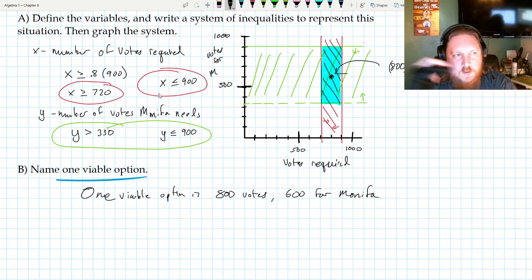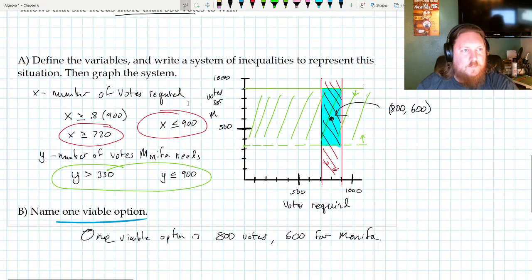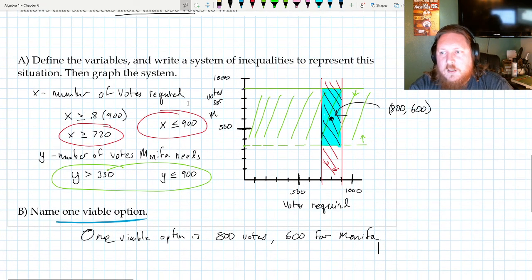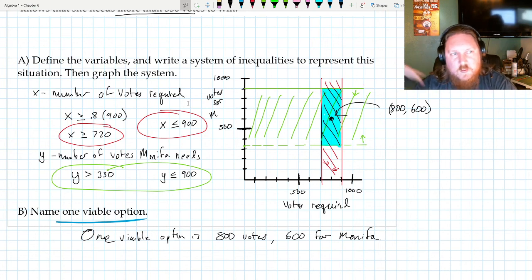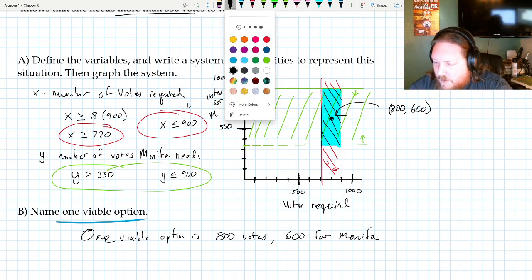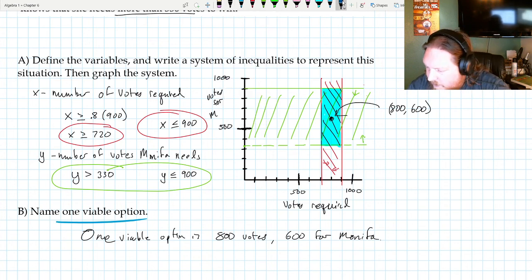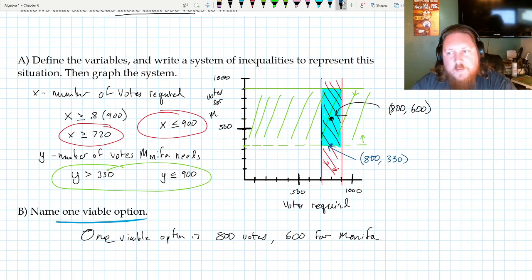Now any point in there works. It could have been 801 and 597. That could have worked just as well. The thing you have to watch out for is points directly on that dashed line. Now I'll draw it in dark blue here. So that point right there, let's take a look at it. That point is 800, 330. This point does not work. It's not viable.